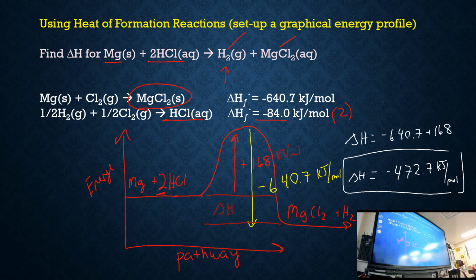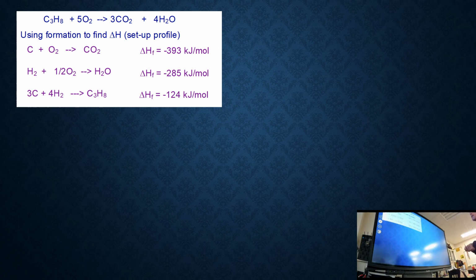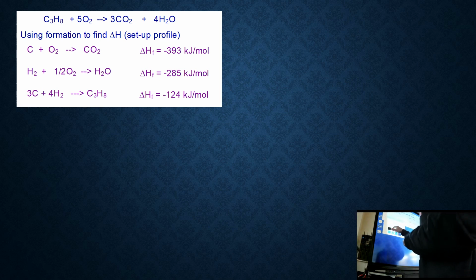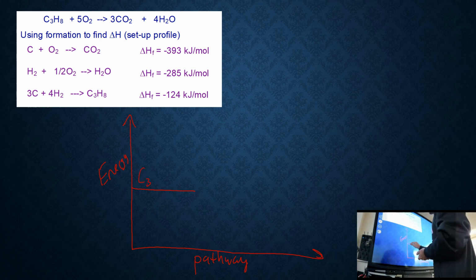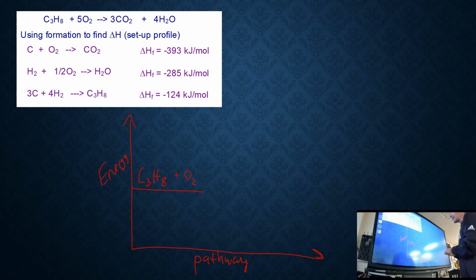All right, let's do some more examples. Here we have the combustion of propane. We're going to do the same setup, and we're going to start with our graph. Do red again. Energy, pathway, and an arbitrary value. This is going to be C3H8 and O2. We don't need to know about oxygen because it's elemental, so it's going to be 0.